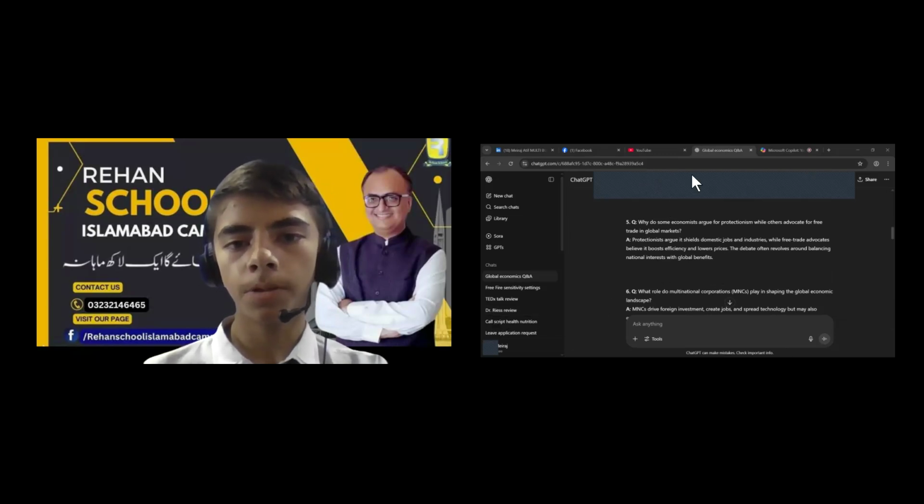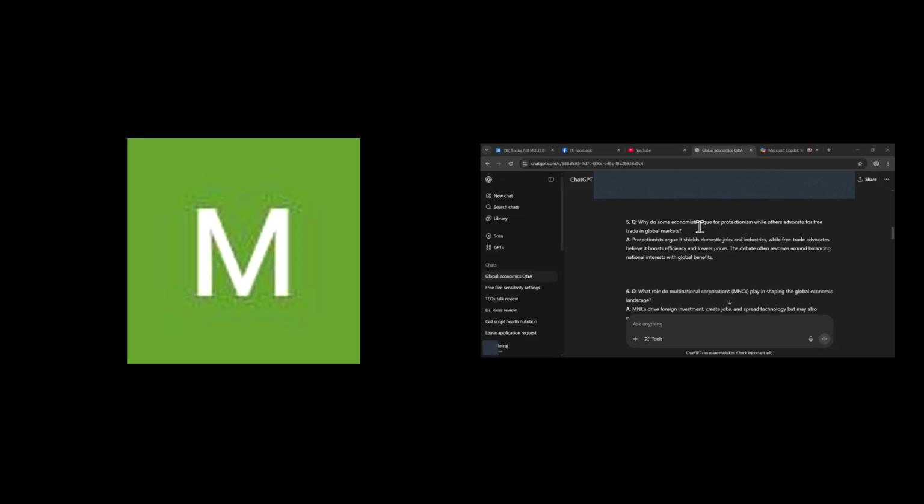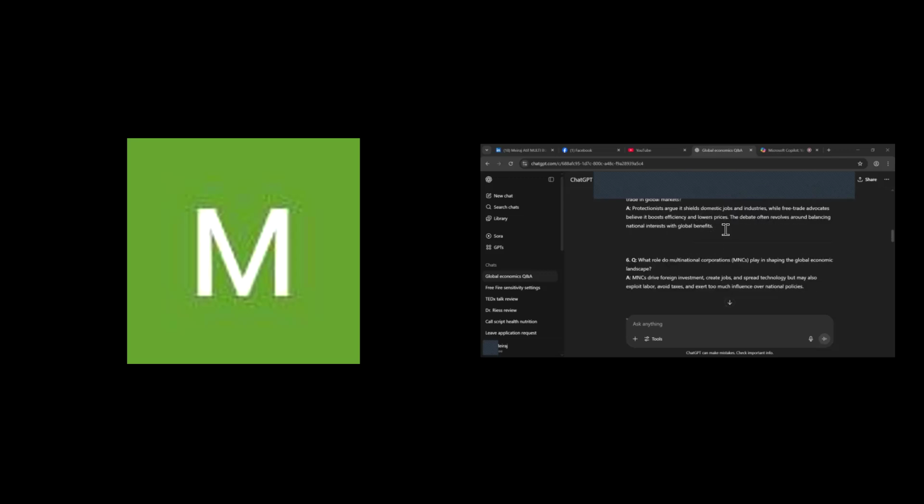Okay, why do some economists argue for protectionism while others advocate for trade in global markets? Economists who support protectionism argue that it shields domestic industries and jobs from foreign competition, preserving economic stability. They believe it prevents dependence on other countries. On the flip side, free market advocates argue that open trade leads to more competition, innovation, and efficiency, benefiting consumers with lower prices. They stress the importance.